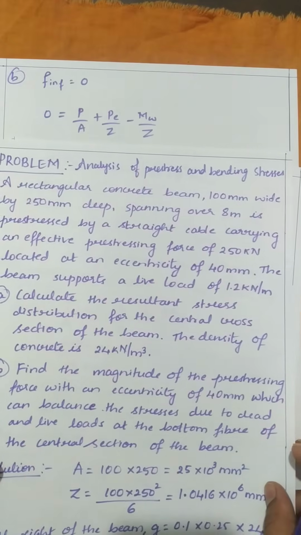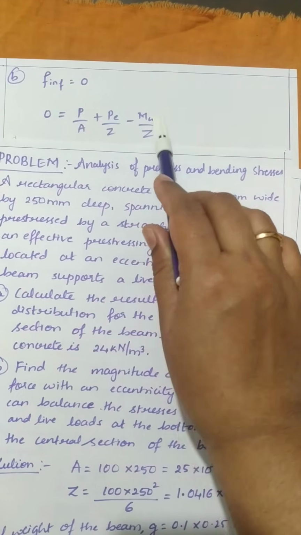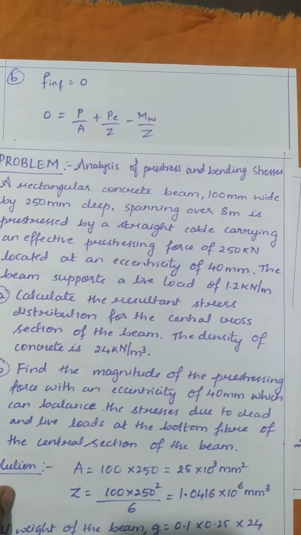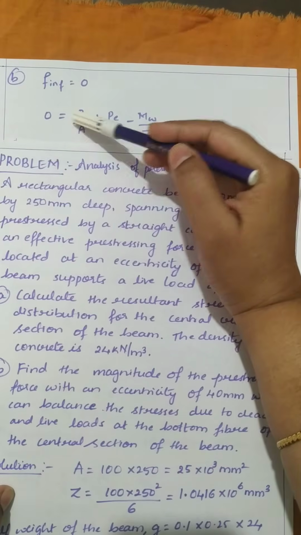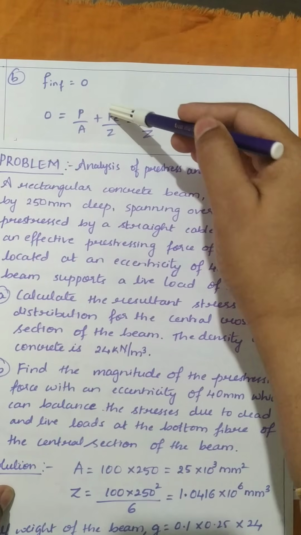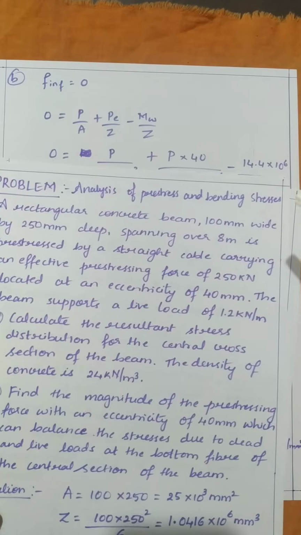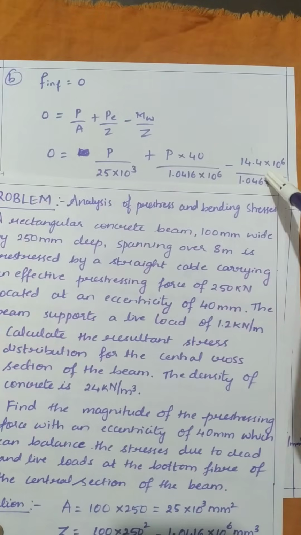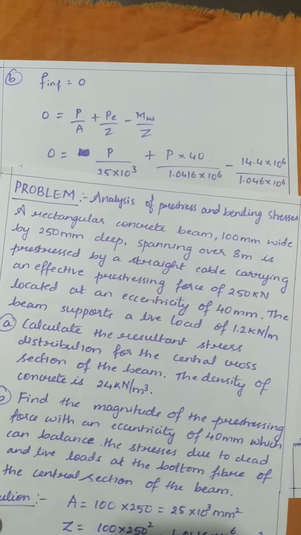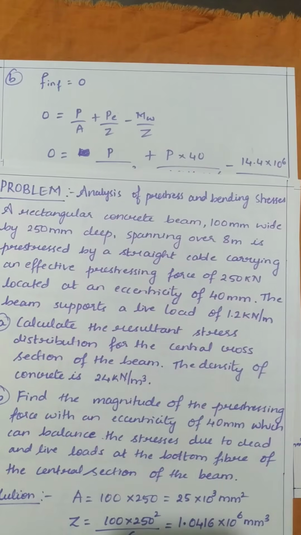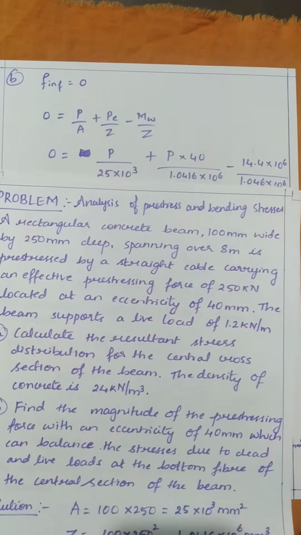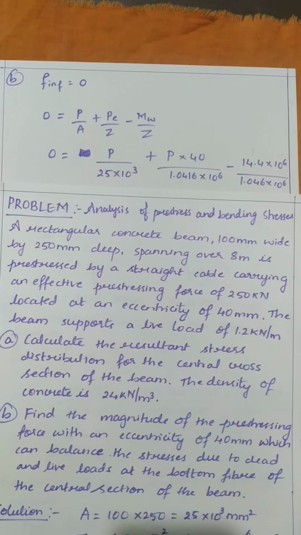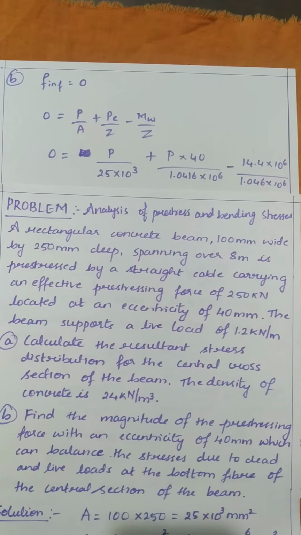In the equation P by A plus P by Z minus MW by Z, this resultant bottom fiber stress has to be 0. In such a way you have to find the P value. Keeping P unknown, substitute the eccentricity as 40 mm and the remaining Z, A and MW values, everything in the same way, and find the P value. I have just given you the hint. I want all of you to solve this problem for the value of P and mention it in the comment section.